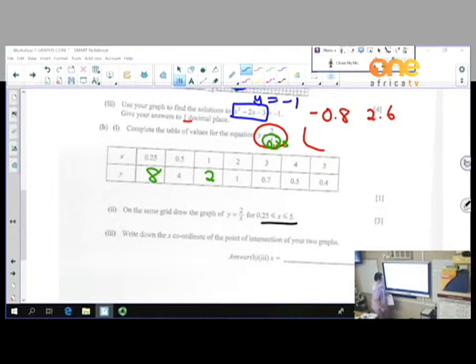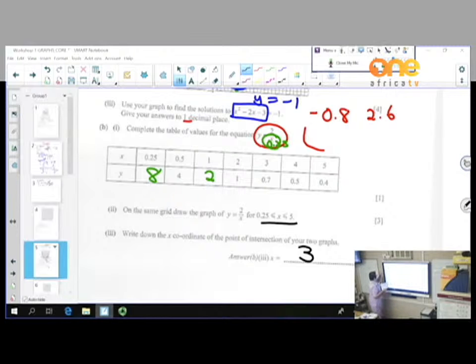And then the last question says, write the x coordinate of the point of intersection. And that is now where those 2 points intersect, and I find it at x is 3. That's where my point is lying. Okay, a nice question to look at everything. Are you finished? Okay, right. Then we go over to question 5.